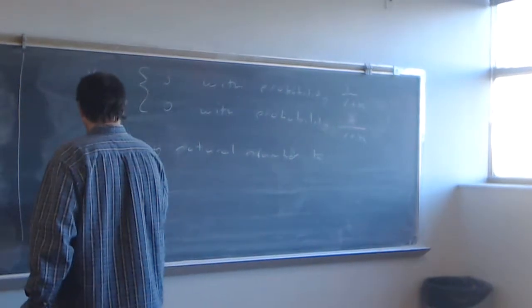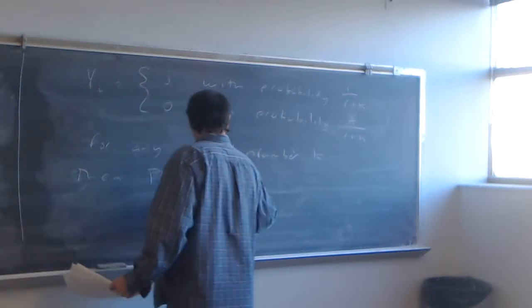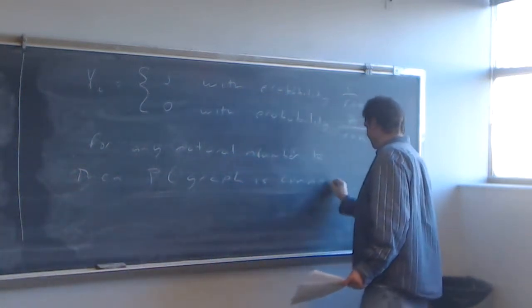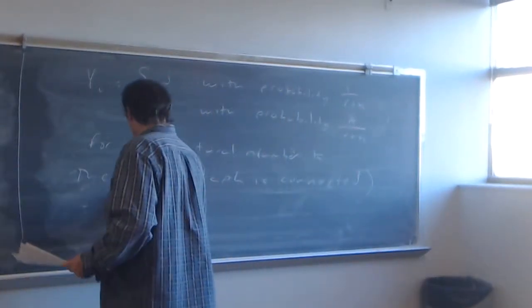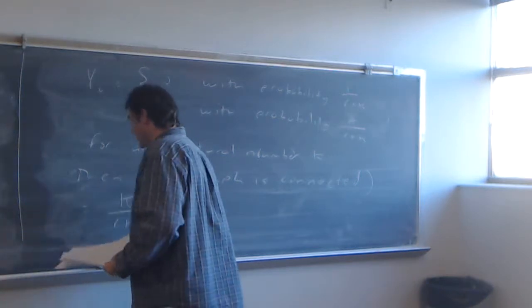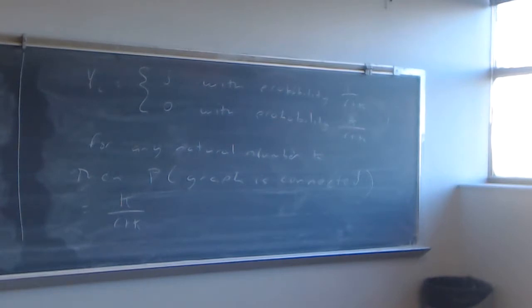Then, here's the end of the lemma. The probability that the graph is connected, that's equal to K over R plus K. And that's what we're going to prove. Now, the proof is going to be done by induction on R. But it's not regular induction. It's something called strong induction. I'll comment on that in just a second.